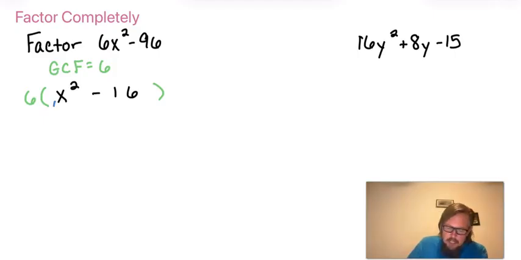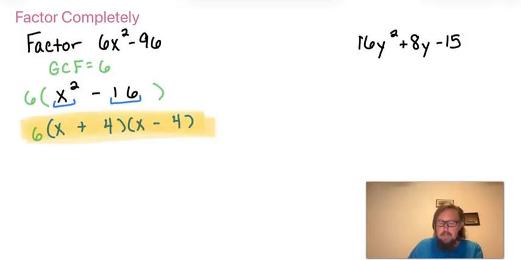And then when we look here, x squared is a perfect square, and so is 16. So this is a difference of squares. The square root of x squared is x, and the square root of 16 is 4, plus and minus, with our greatest common factor in front. So there it is, completely factored. Nothing else to factor there because we just have plain old x. We don't have any x squareds. Okay, so let's go over to the next one.